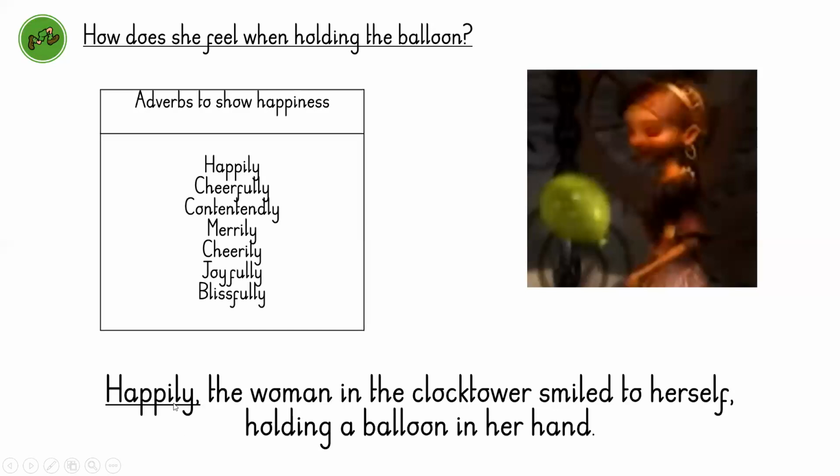So in my example, "Happily, the woman in the clock tower smiled to herself, holding a balloon in her hand." I've told you how she's feeling through my adverb, I've told you what she's doing, and I've told you the fact that she's holding the balloon, which is probably something you need to mention in this sentence because it's the important part of this part of the story. So you're going to think about the adverb that you are going to start with. If you want to borrow some of the rest of my sentence, that's fine. If you want to use it as a basis and edit and change it, also fine. But your focus is the adverb to show happiness at the beginning.